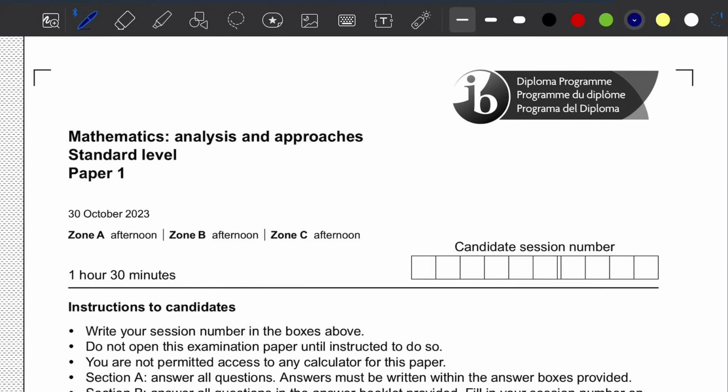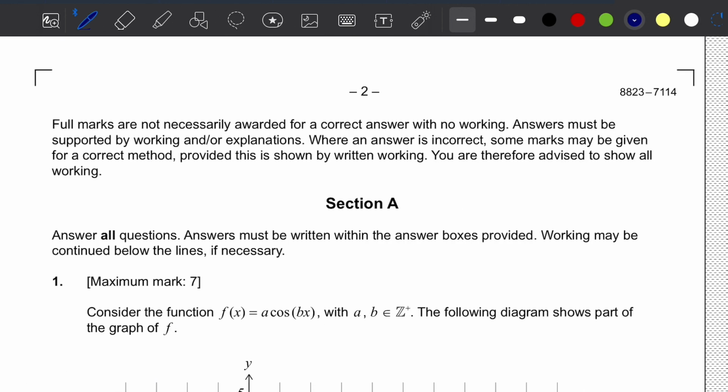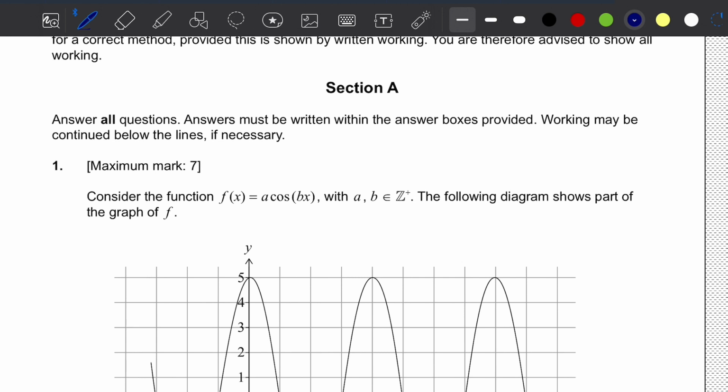In today's video, we will be discussing paper 1 of the time zone 2 of the IB Math AASL exam for November of the 2023 session. Question number 1 of section A. As you can see, this question discusses the trig function graph.